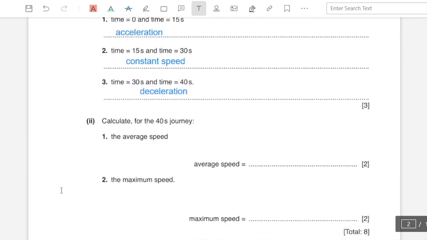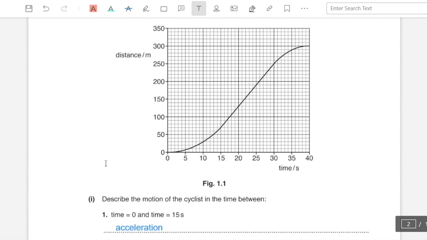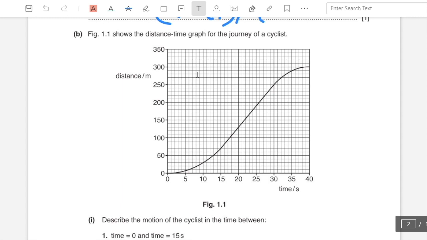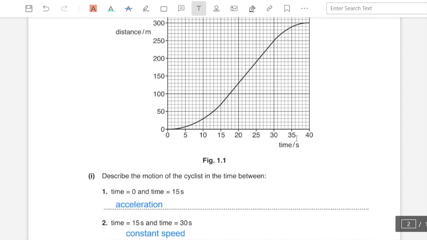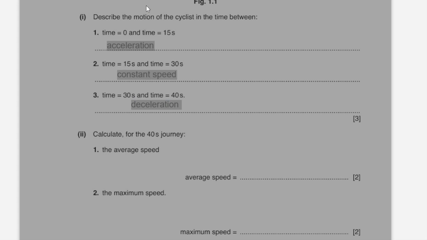To calculate for the 40-second journey the average speed. So the average speed is the total distance covered, which is 300 meters divided by the time taken, which is 40. So we have 300 divided by 40, and that gives the speed as 7.5 meters per second.